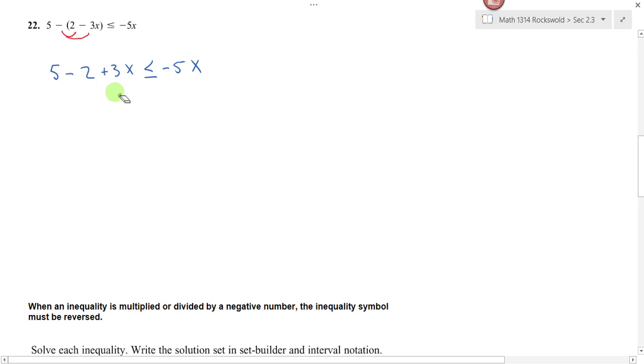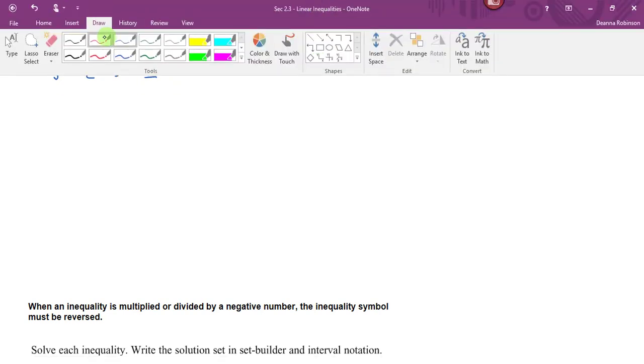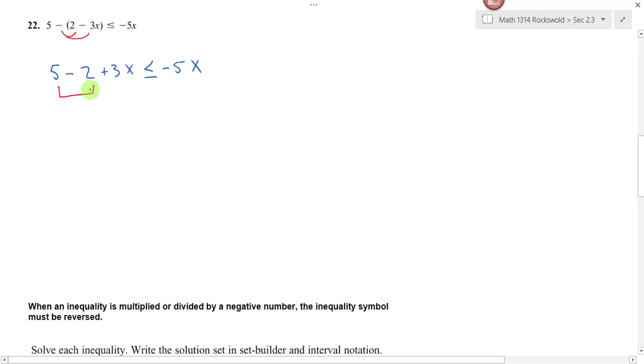But looking at the problem, it might be easier to do the opposite, put the x's on the right and solve for the numbers. Is that what y'all want to do? Is that what you would do? Probably. So we're going to solve it that way. First thing we do is we combine our like terms. So when we combine our like terms on the left, we get 5 minus 2 is 3 plus 3x is less than or equal to negative 5x.